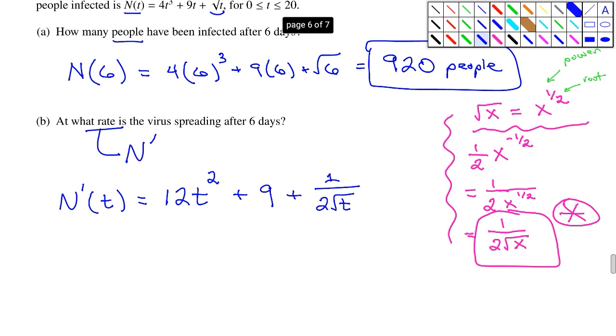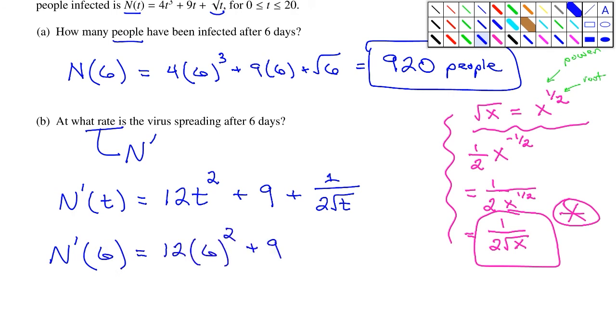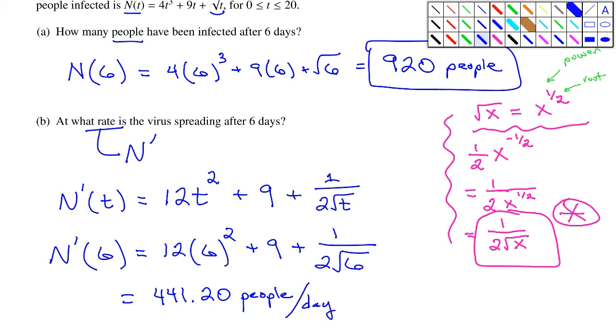At what rate is the virus spreading after 6 days? So that's the derivative evaluated at 6. So we plug in 6, and we get 441.20. And then what would the units be? Well, n is measured in people per, and then t is measured in days. So it's 441.20 people per day.